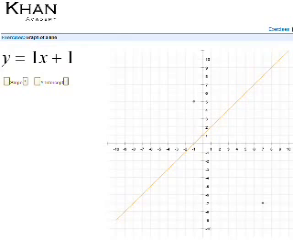Welcome to the presentation on slope and y-intercept. This presentation isn't going to teach you how to solve for slope and y-intercept, but hopefully it will give you a good intuition of what slope and y-intercept is.